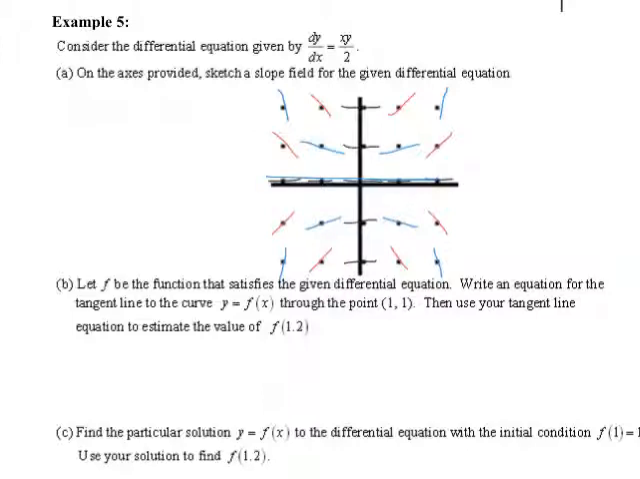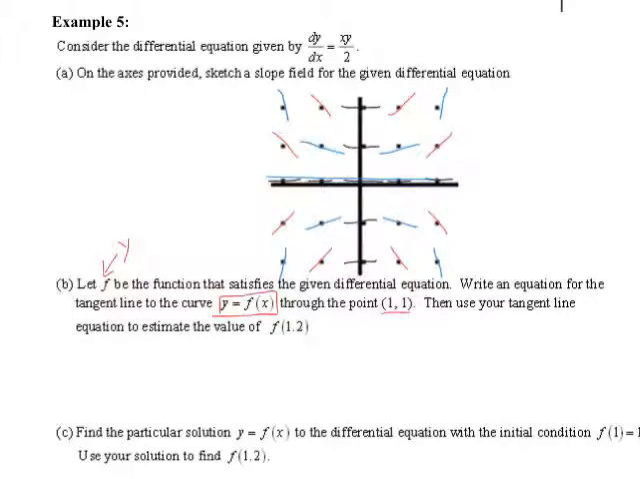Okay, so I've drawn the 0 slopes in black, and ignore that blue line there, but the 0 slopes in black, and then the red lines are the +1 or -1 slopes, and then the blue lines are the ones that are relatively between 0 and 1 or greater than 1. Okay, there's our slope field. Part B says let f be the function that satisfies the given differential equation. So we can consider f like our y as we solve this out. Write an equation for the line tangent to the curve y equals f of x that passes through (1, 1).